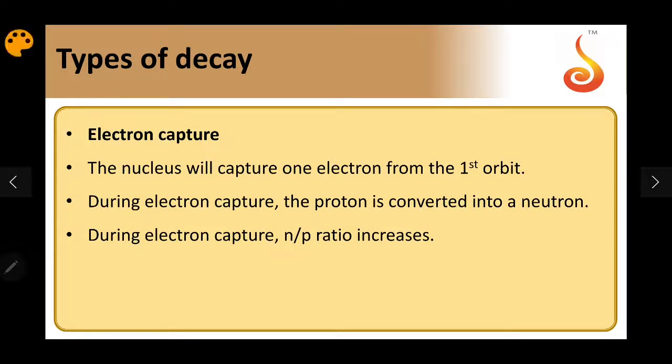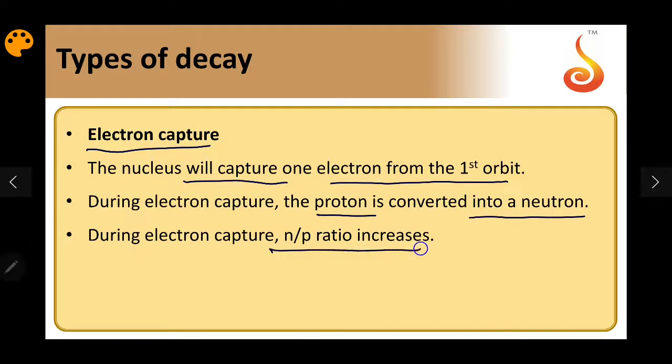Then electron capture is one more type. The nucleus will capture one electron from the first orbit of the atom. When electron capture takes place, the electron enters the nucleus, neutralizes a proton and converts it into a neutron. So the number of neutrons increases, the number of protons decreases, so the N by P ratio increases.